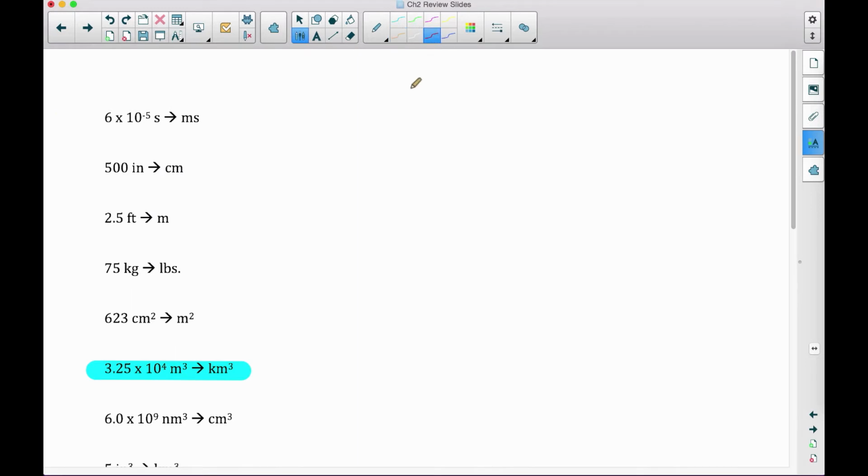Okay, so here we have this one. What makes this one different than the last few? We're looking at units that are cubed. So that means we're going to start it the same way. We're always going to start with our given, which is 3.25 times 10 to the 4th meters cubed.